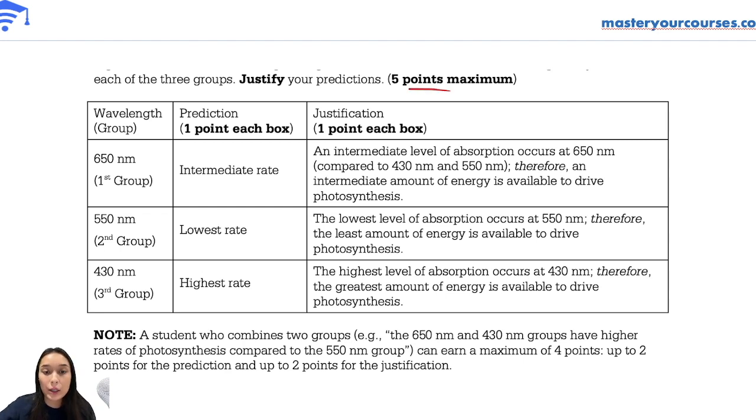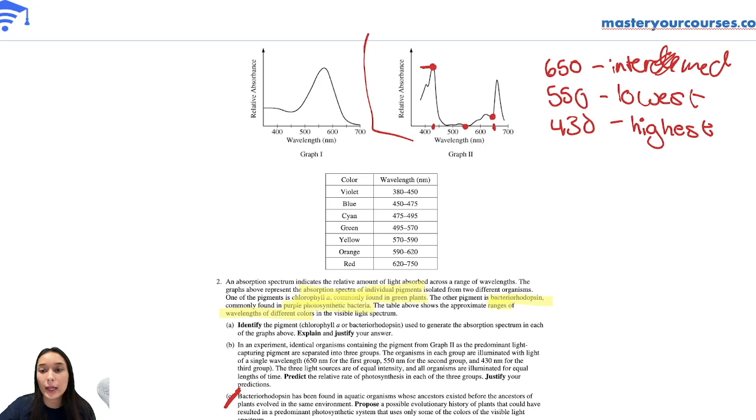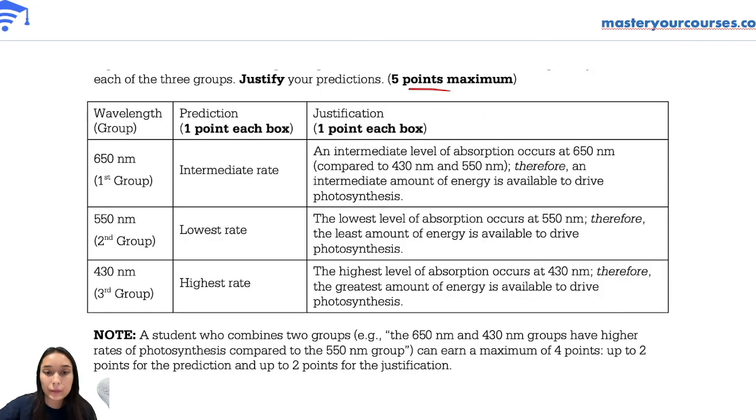So it was 5 marks. You get 1 point for determining each one. So that 650 was intermediate, 550 was lowest, and 430 was highest. So we would have gotten the marks for that one. So 1 point for each, and then you could have said for 1 point each in each one of these boxes, you had to explain why.